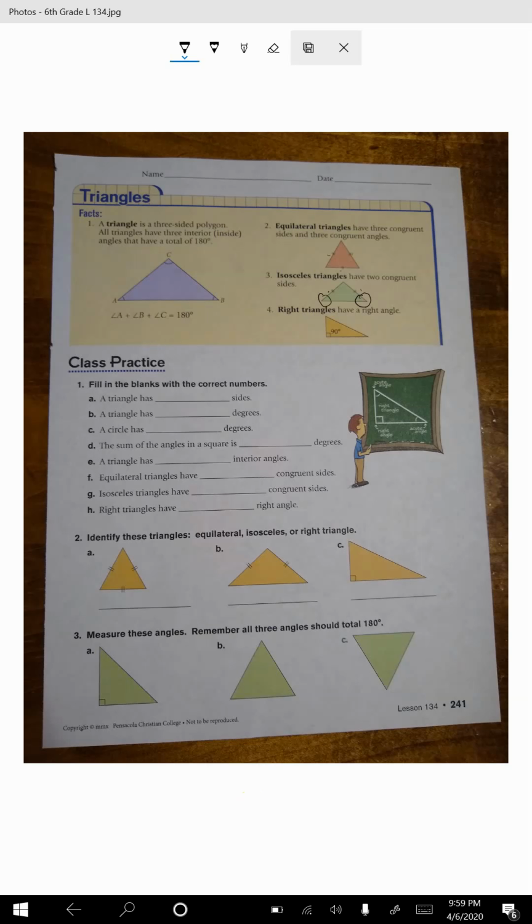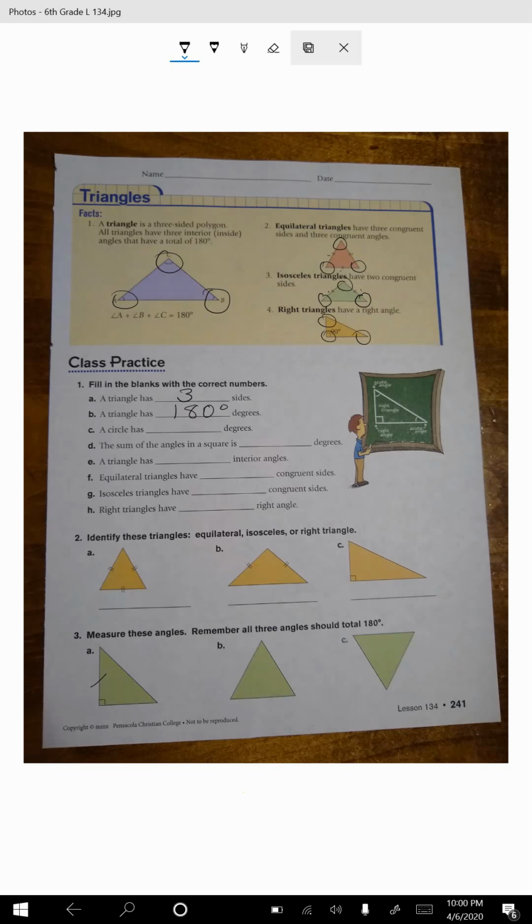A right triangle is obviously a triangle with a right angle. This is a really easy lesson, so we should be able to get through this one pretty quickly. Alright, let's fill out number 1. So a triangle has how many sides? Ooh, that's a tough one. A triangle has how many degrees? Well, if you were to add up all 3 angles of any triangle, no matter what its shape or size, you would always end up with 180 degrees.